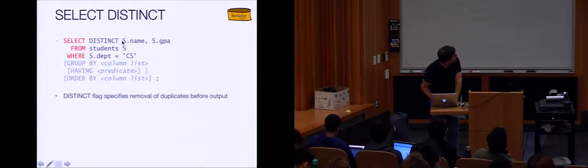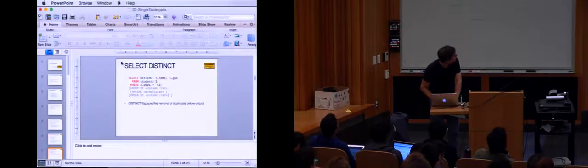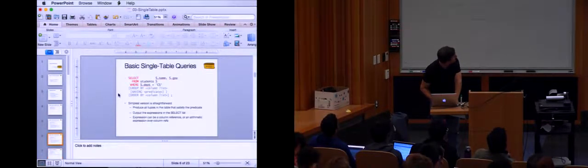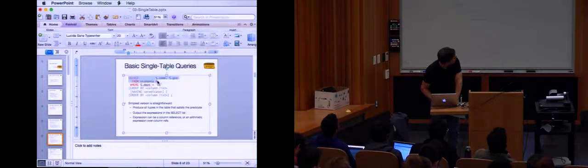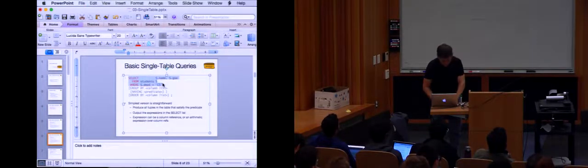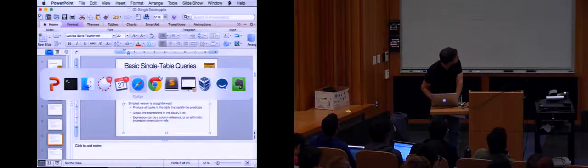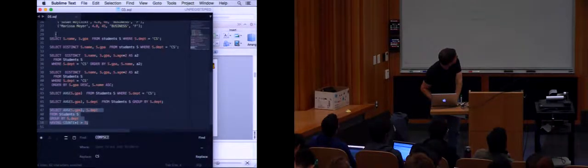Select s.name. We're in display mode. Got to get out of display mode. This part's easy. Actually, you know what? I have these all in a buffer. Let's do this. I have them all in Sublime. I also have some other stuff in Sublime. Here we go. There's that query we just looked at. s.name, s.gpa from students, where s.dept equals CS.